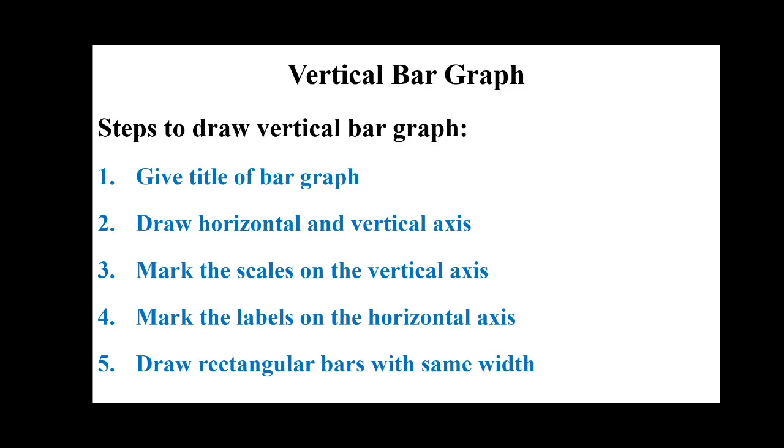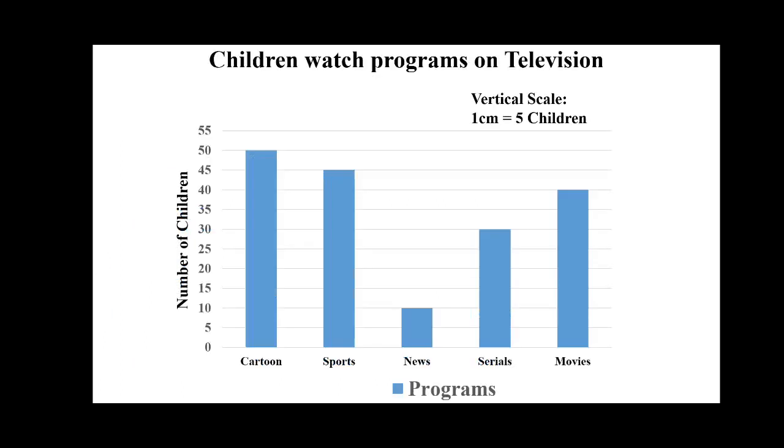Okay, let us see this with the previous example we have seen for tabular form and pictograph. The title of the vertical bar graph is Children Watch Programs on Television. Draw horizontal and vertical axis. Horizontal axis represents programs. Vertical axis represents number of children. Vertical axis represents numerical data.